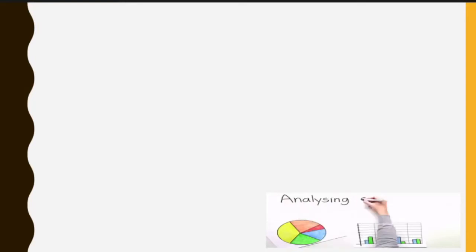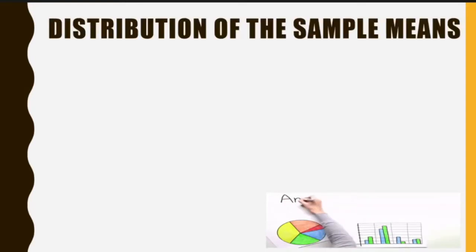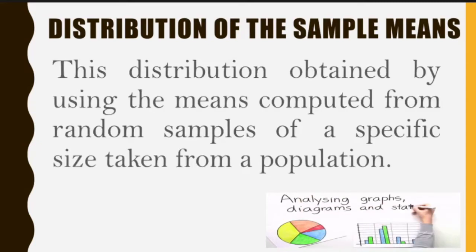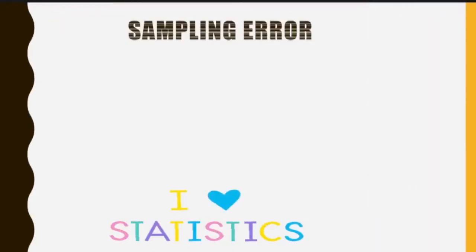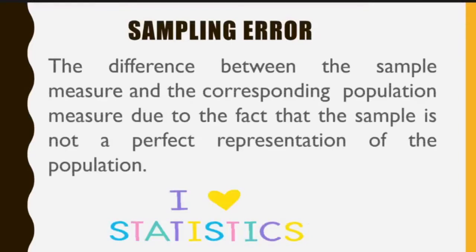Let us start with the distribution of the sample means. This distribution is obtained by using the means computed from random samples of a specific size taken from a population. If the samples are randomly selected, the sample means will be somewhat different from the population mean. The differences are caused by sampling error. Sampling error is the difference between the sample measure and the corresponding population measure, due to the fact that the sample is not a perfect representation of the population.